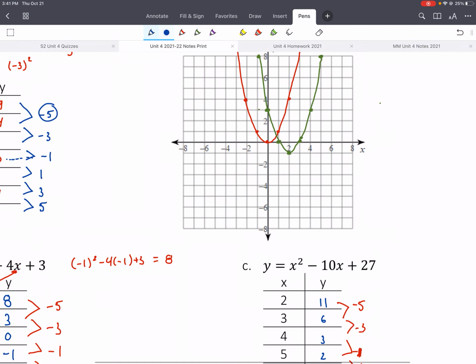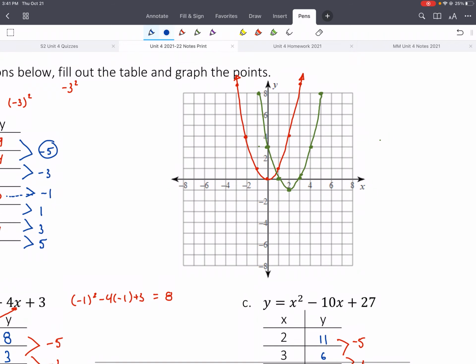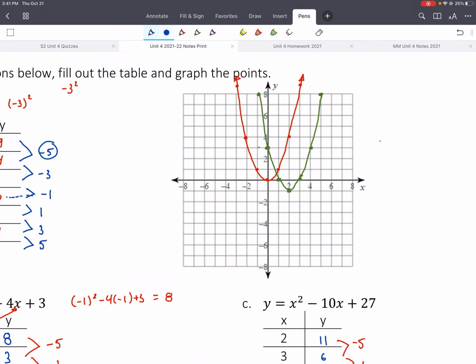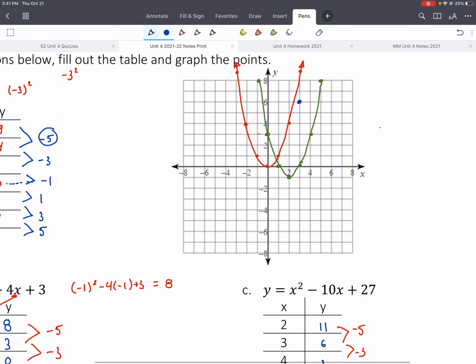We could do the same thing for C. 2, 11's not there, but we could do 3 and 6. And then what was next? 4 and 3. And then I think that's what our parabola would look like. So as you look, all of those parabolas are exactly the same. They have the exact same rate of change. It's just shifted around the graph.